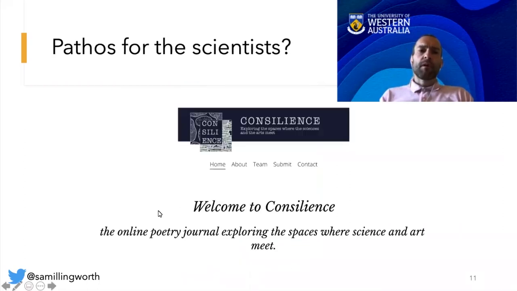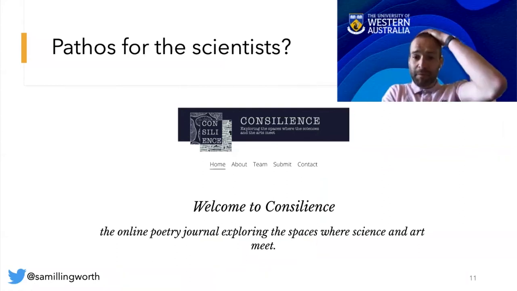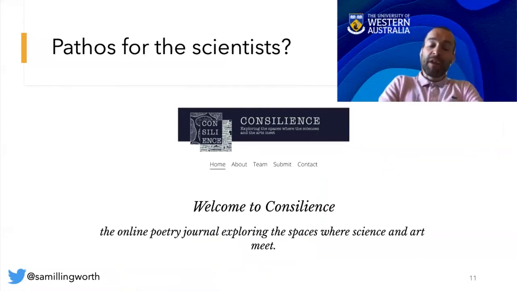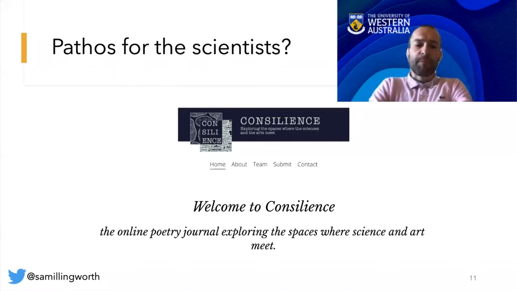So in terms of pathos for the scientists, which I talked about earlier, this is really one of the final points I want to finish on now. There's not many platforms that enable scientists, I don't think, to be able to talk about how they feel about their work and their research through an artistic lens. And a lot of scientists find that they can become pigeonholed, and that, you know, they've been told science is for them, but arts isn't for them, or poetry isn't for them.